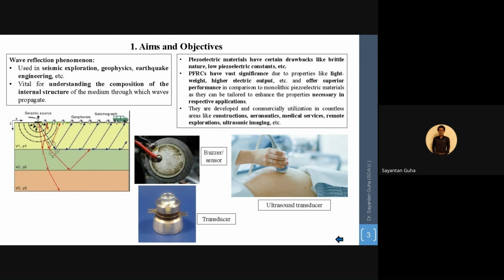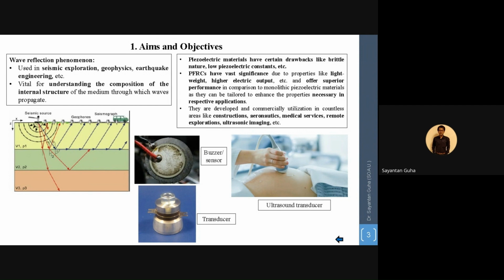But years of using them have brought out some of their negative attributes. For example, they are mechanically brittle and stiff. They offer low electrical outputs and so on. To overcome such hindrances, what we do is we combine these piezoelectric materials with other types of materials, and thus we generate composites to overcome the drawbacks. This is the first part.